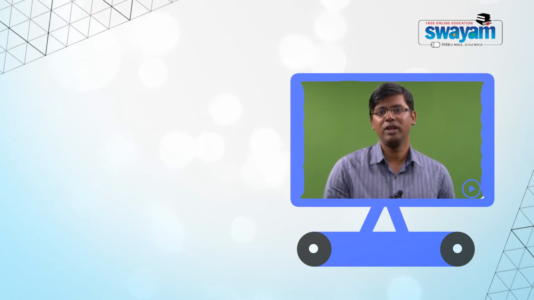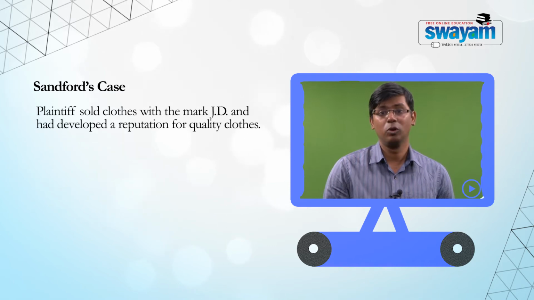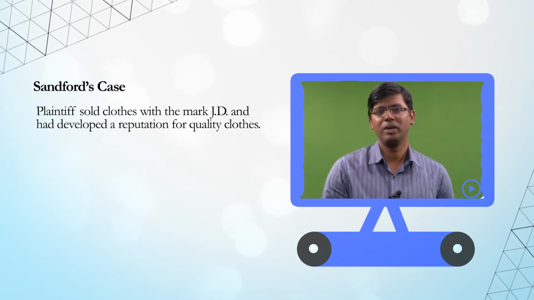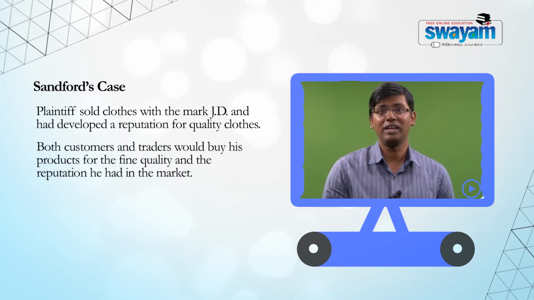Subsequently, you had a very important case called the Sanfords case. Here the plaintiff sold clothes with the mark JD and had developed a reputation for quality clothes. They used these marks on handkerchiefs, woolen cloths, etc. And for a number of years, they had gained reputation for quality. Now, the mark JD represented a certain quality, right? Customers and traders would buy clothing with these marks and would specifically ask for clothes with these kinds of marks.